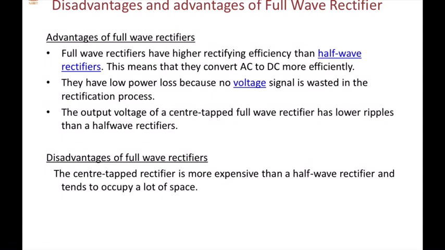The things to remember here: first is the circuit, then how the diode directions are. That is the next thing you need to remember. Then how it actually works during the positive half cycle and how it works in the negative half cycle. After writing those two workings, you are supposed to write the advantages and disadvantages.